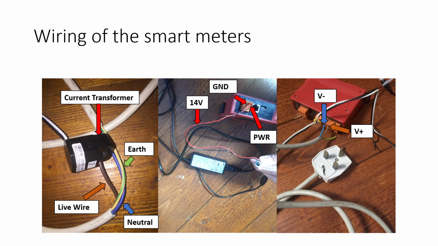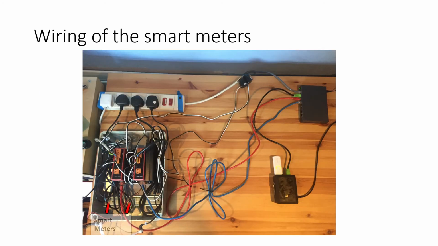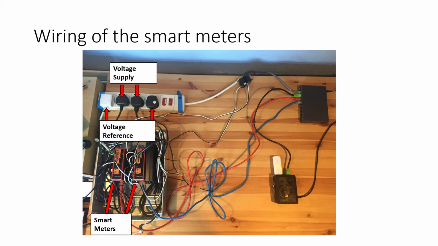The voltage reference for the meter was connected using a live and neutral wire which were inputted to the V+ and V- pins. The smart meters were housed on a DIN rail, with the power supply and voltage references being connected to a plug socket. The current transformers to obtain a current reference were clipped onto the shielding of a live wire.